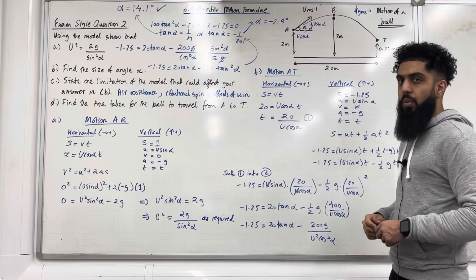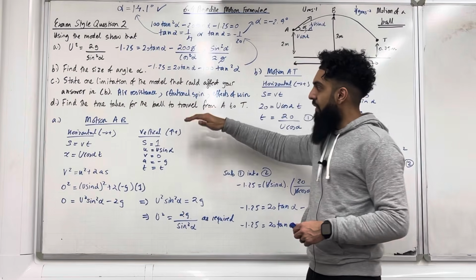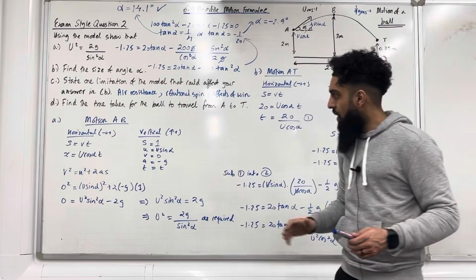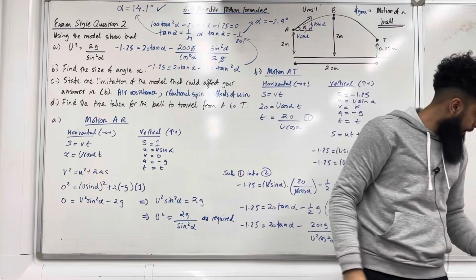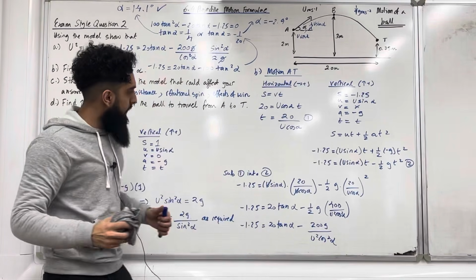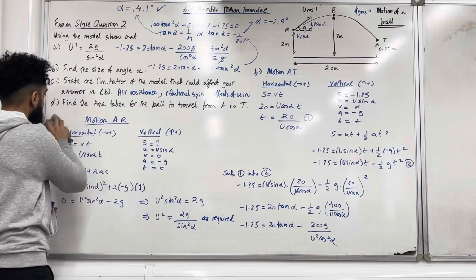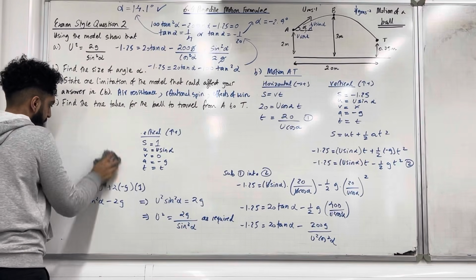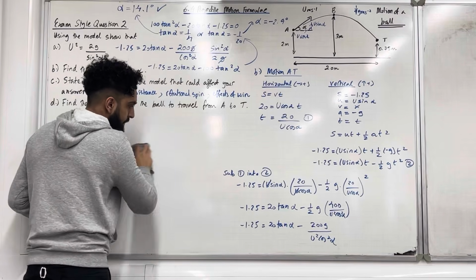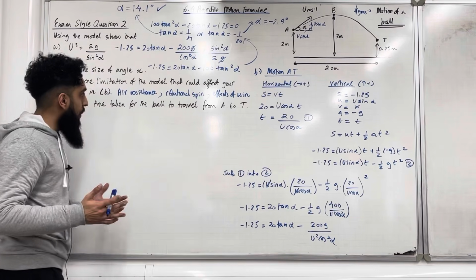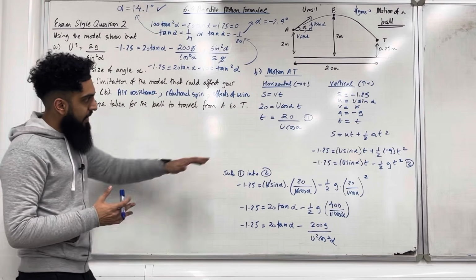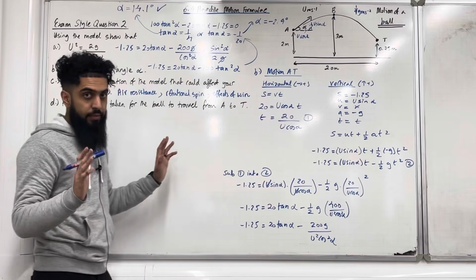Right, in part D, we want to work out the time taken for the ball to travel from A to T. Okay, so to do this, I'm going to quickly rub out part A. I need space for this, ladies and gents. Okay, so I can get rid of part A. So for part D, we want to work out the time taken for the ball to travel from A to T. We know that the time is given by 20 over u cos alpha.